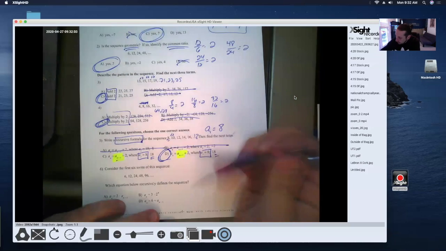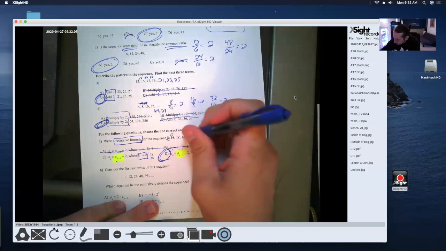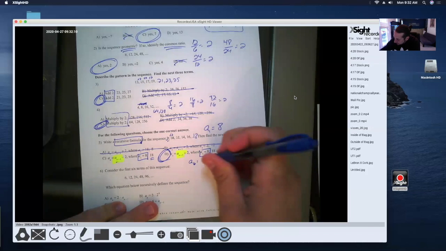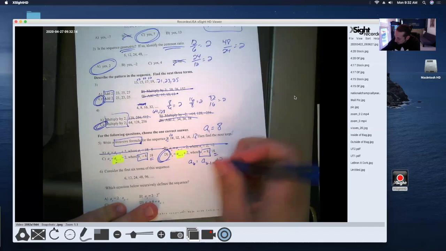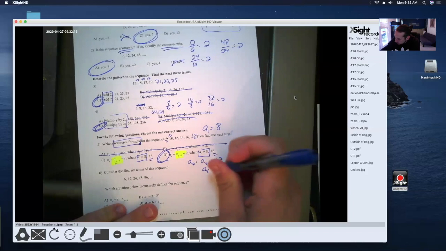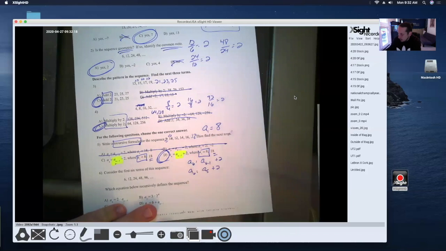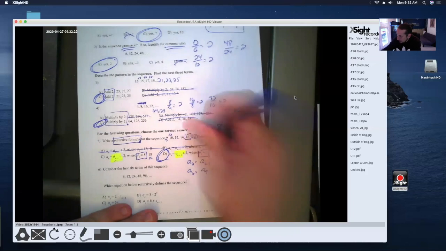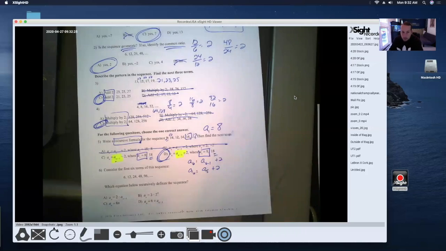So if I want to find, let's see, 1, 2, 3, 4, 5. If I want to find A6, all that tells me is I do A of 6 minus 1, plus 2. Well, 6 minus 1 is 5, so A5 plus 2. This is what it means to be the recursive formula. So you take the 5th term, which is 16, add 2 to it, and you get 18. So that's why D is the correct answer for that one.